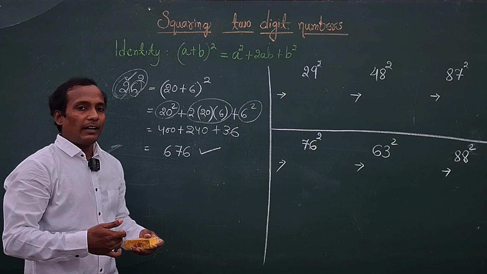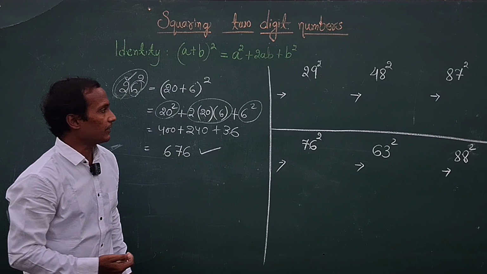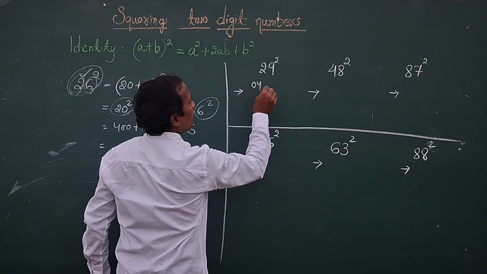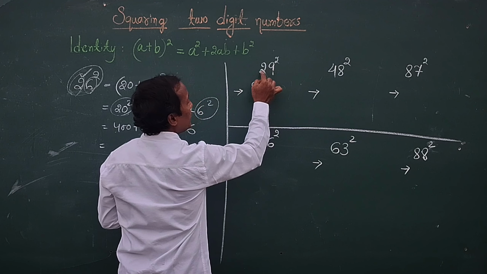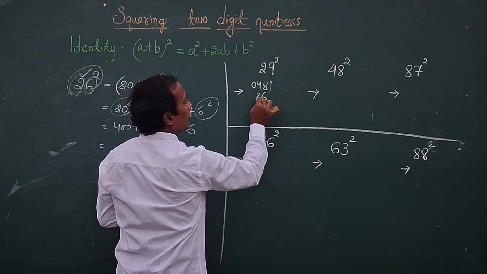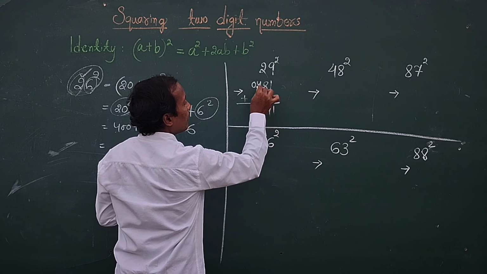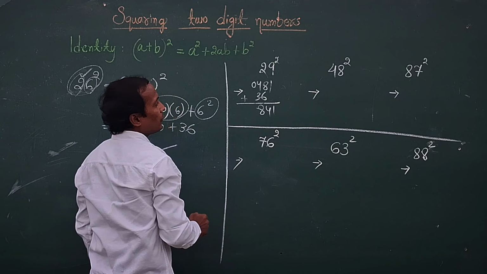So let's see how fast we can do it. Here I have 29 square. Square of 2 is 4. Square of 9 is 81. 9 times 2 is 18. Double of 18 is 36. So I get 1. 8 plus 6 is 14. 4 plus 3 is 7, 1, 8. 841 is the square of 29.